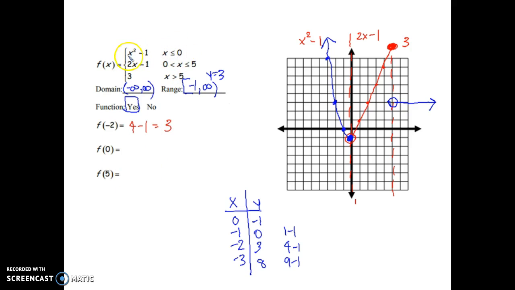0 is equal to, so that's also the top one. 0 squared is 0, minus 1 is negative 1. And 5 fits in the middle one because of that or equal to. Alright, so it's 2 times 5 is 10, minus 1 gives us 9.